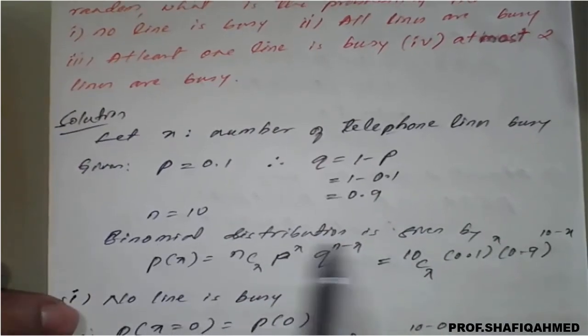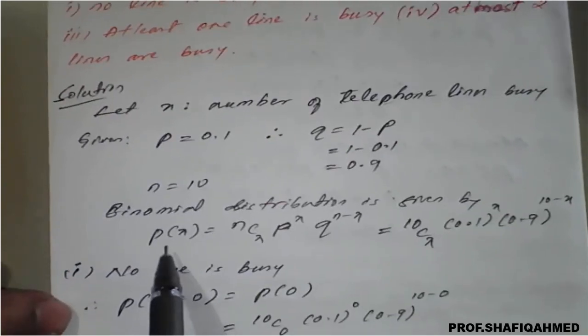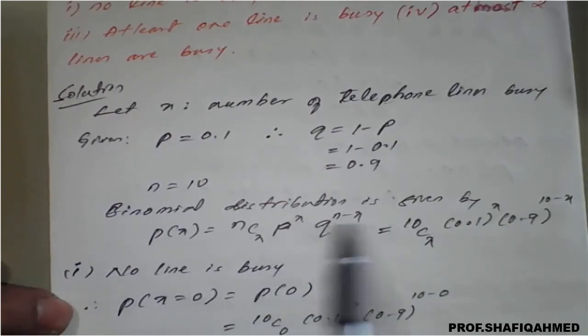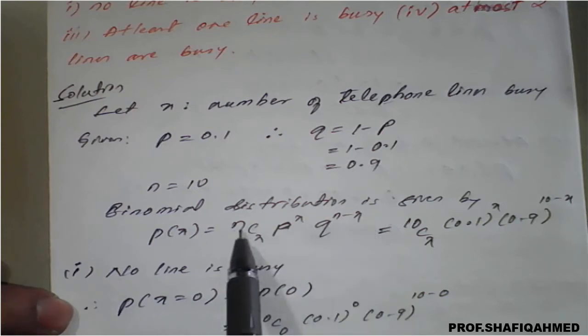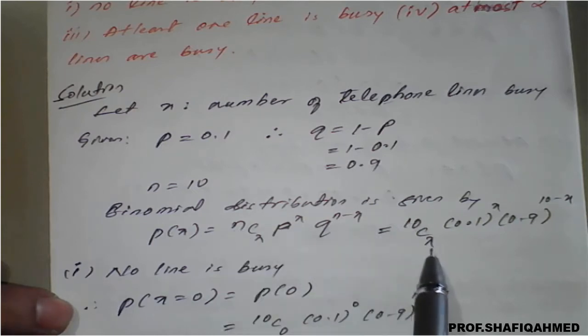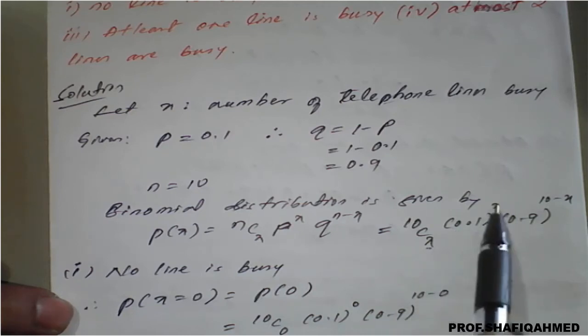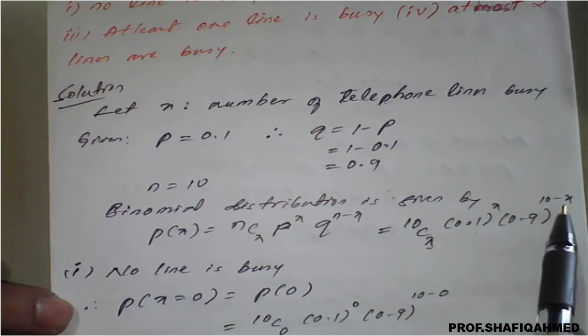According to the binomial distribution, as we know, it is given by P(x) = nCx p^x q^(n-x). We know the value of n, it is 10. nCx we don't know, keep as it is. p we know it is 0.1 raised to x. q we know it as 0.9 raised to 10 minus x.